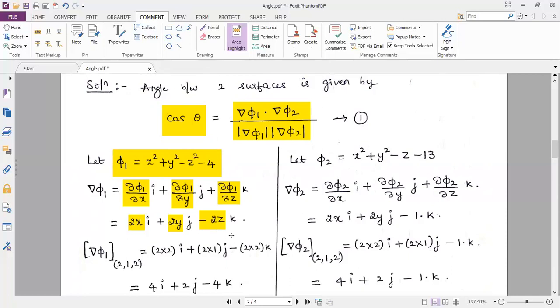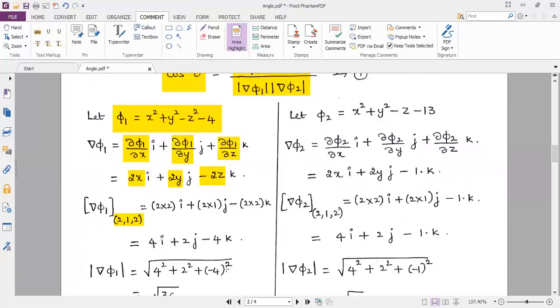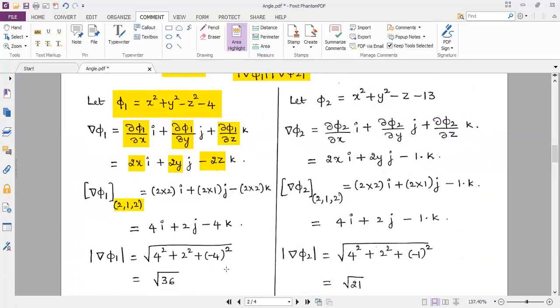Now let's find out grad phi1 at the given point. The given point is 2, 1, 2. That is x is equal to 2, y is equal to 1, z is equal to 2. Substituting x, y, z values in grad phi1, we get 4i plus 2j minus 4k.